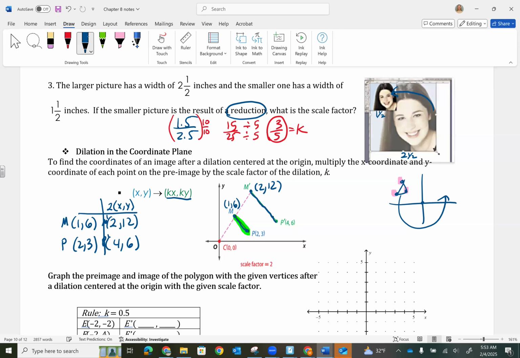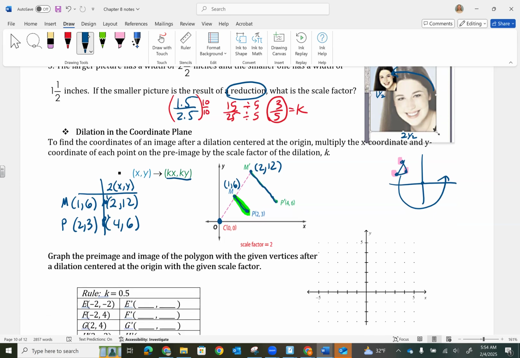And technically, it's actually twice as far from the origin. So it doubles it. If you tripled each point, it would be triple the distance from the origin too. So it's kind of weird that it does two things. It magnifies, enlarging or reducing, and it also brings it closer or further from the origin by that same factor. So it's actually kind of cool.